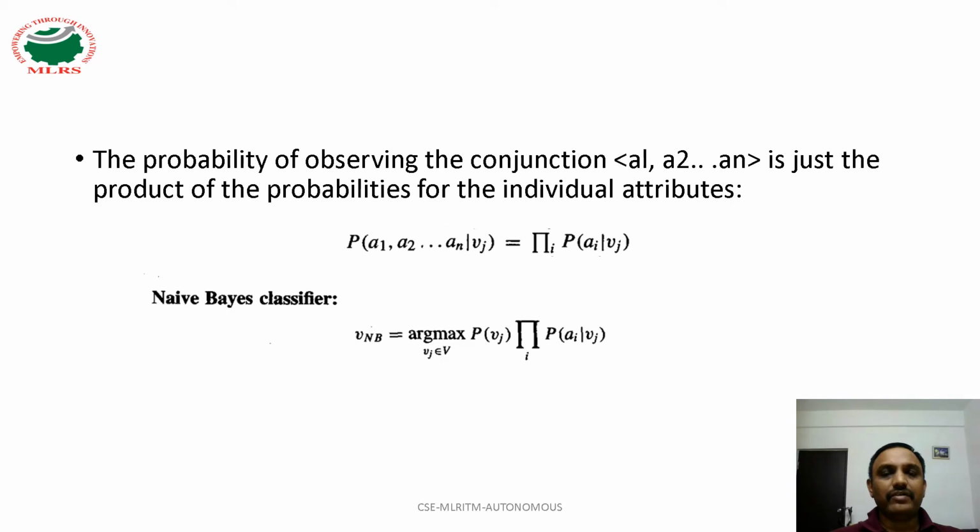The probability of the observed conjunction A1 to AN is just the product of the probabilities for the individual attributes, which is represented here. So by substituting this in the previous equation, you get the final Naive Bayes classifier equation.